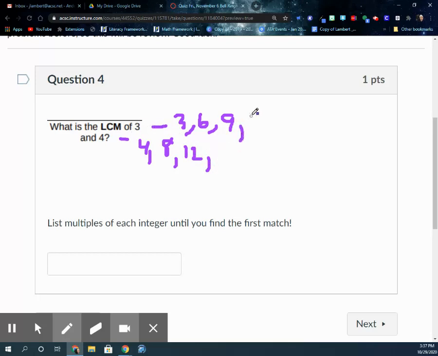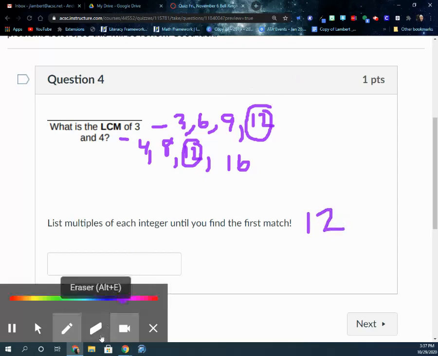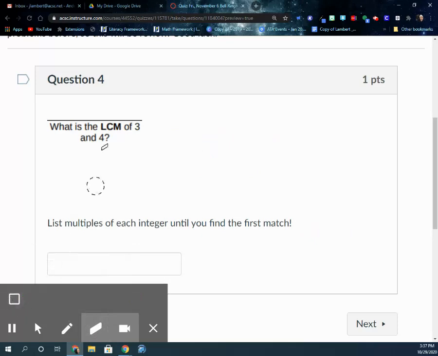3 times 4 is 12. 4 times 4 is 16. But look what happened here. I got a common multiple. So there we go. There's our first match. Our least common multiple is 12. There you go. Not too shabby. Let's move on with our last question for today.